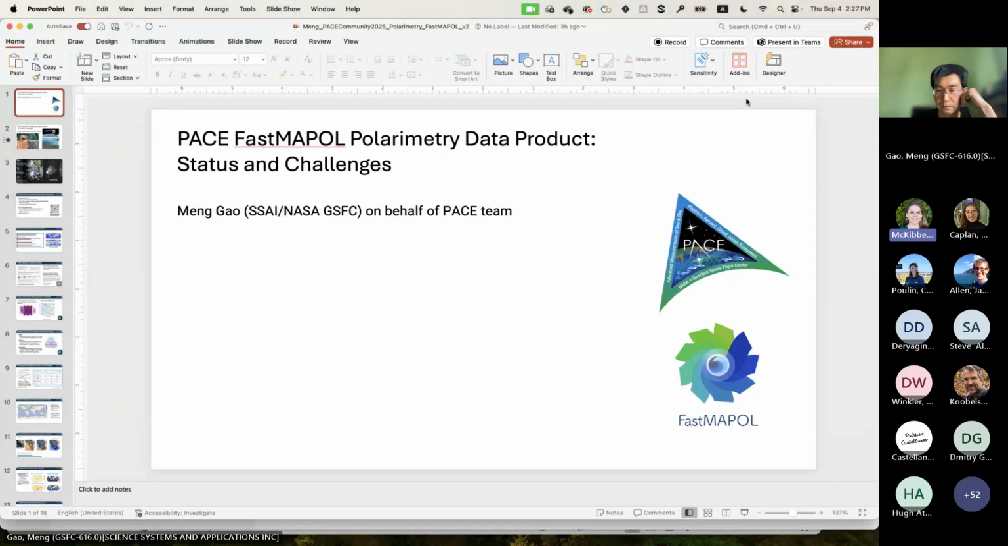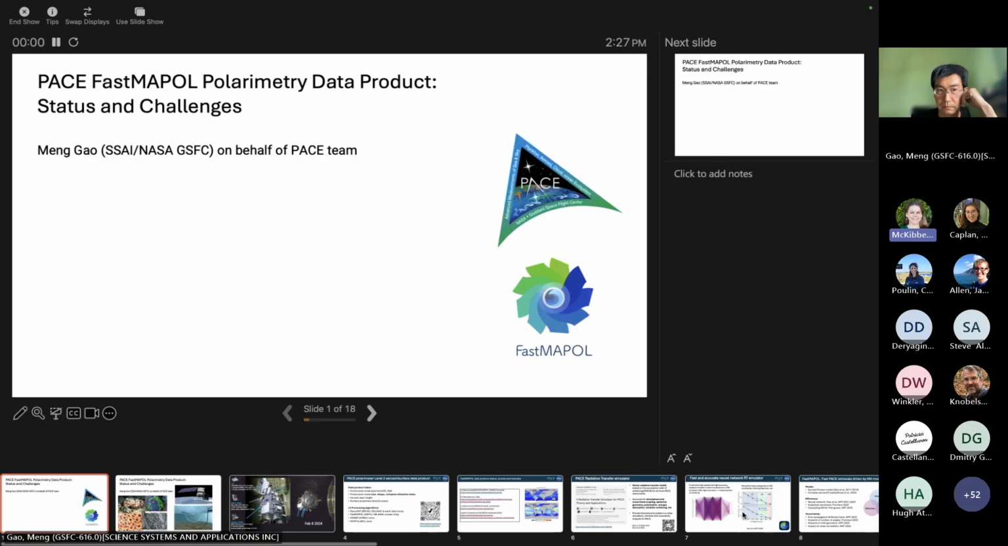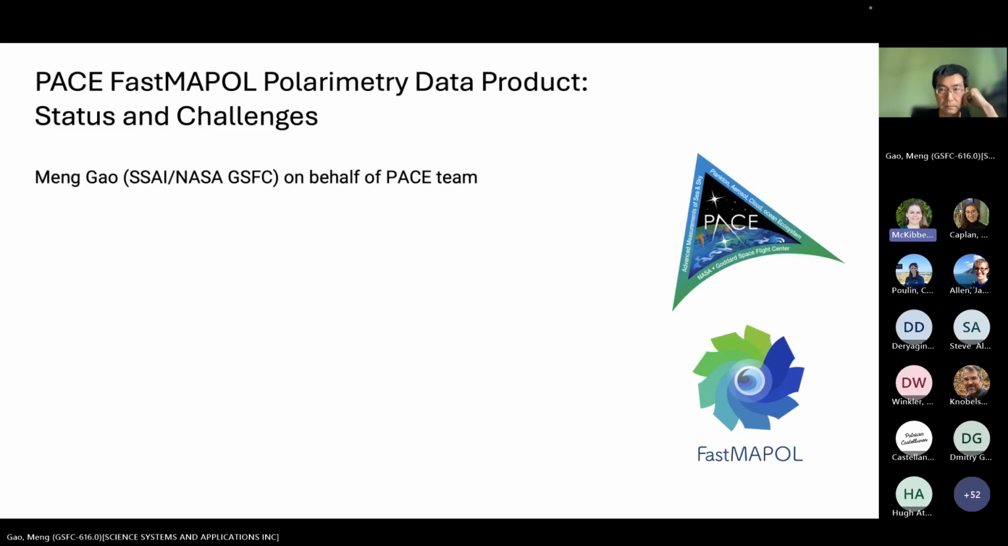His projects focus on the remote sensing of the atmosphere and ocean color. He currently supports the PACE mission in developing aerosol and ocean color remote sensing algorithms with the multi-angular polarimeters and is the lead developer of the MAPOL and FastMAPOL retrieval algorithm. Today he's going to be giving us a talk on the FastMAPOL Polarimetry Data Products, including some applications to ocean color, and he's also going to give a data access demonstration at the end.